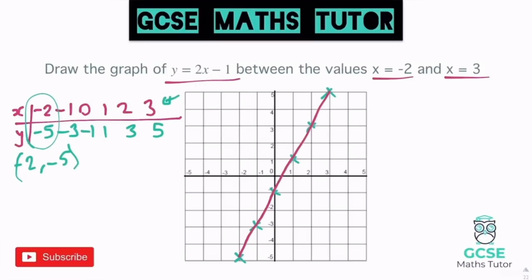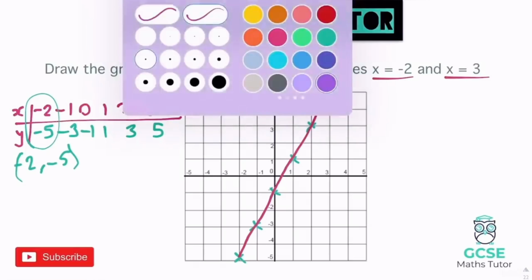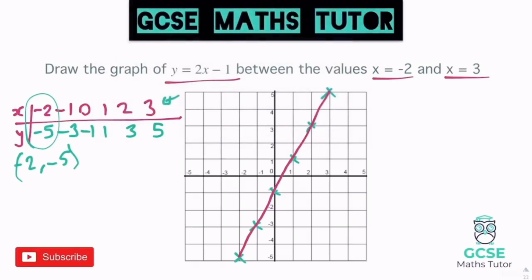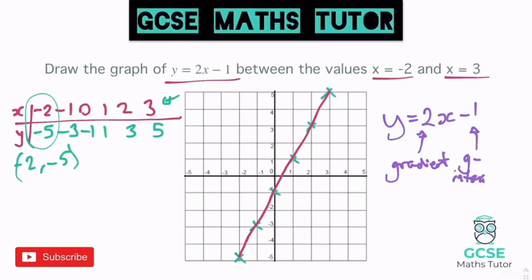You can actually do a little trick with this one, which is quite nice if you know what these pieces in there mean. So the 2 in front of the x, let's draw this over here, y equals 2x minus 1. The 2 there represents the gradient, and the minus 1 there represents the y-intercept. Okay, where it crosses the y-axis. So let's have a look there. It does cross through minus 1, so we could have put that point on straight away because we know it goes through minus 1.